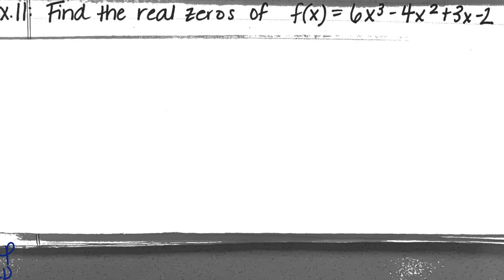The last question I want to go over in this section is finding the real zeros of f(x) = 6x³ − 4x² + 3x − 2. We are going to use our p's and q's to find the possibles. Remember, last year I would always say p over q, possibles.